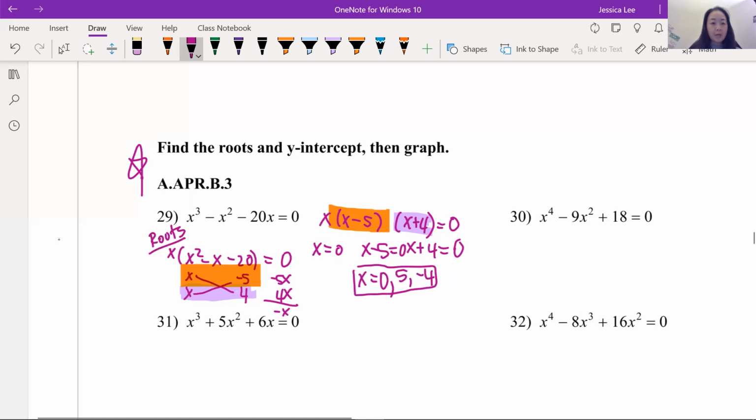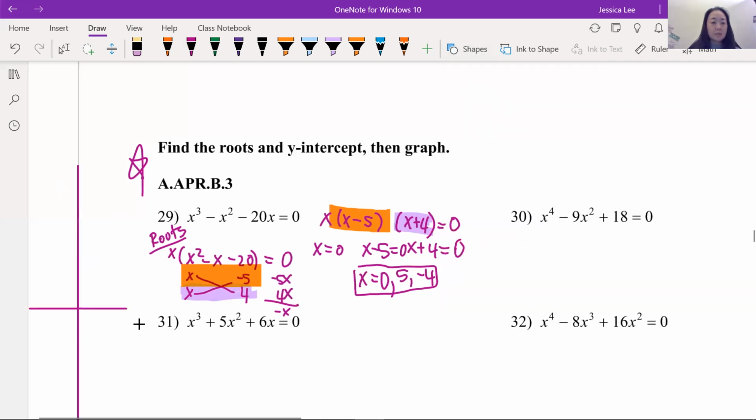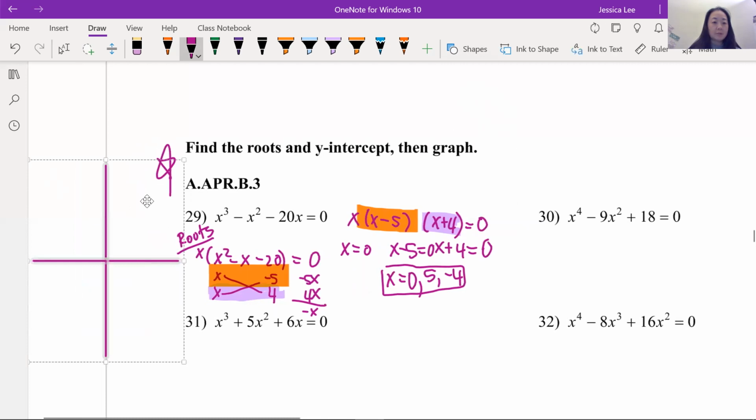All right, so what does that mean on the graph, I should say? Actually, let me take those out. I will go to shapes. Oh, probably want this XY. Oh, there we go. See how it's so nice and neat. Let me make that the color black. There we go. And then we're going to put our roots right in there: 0, 5, and negative 4. So that's what it means to be roots, right? They're on the x-axis.